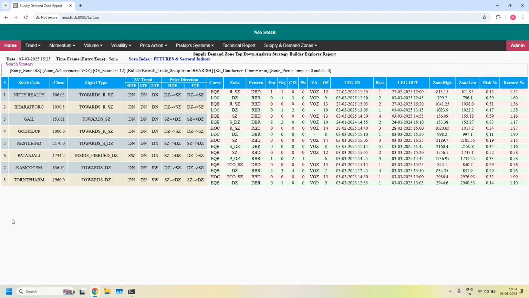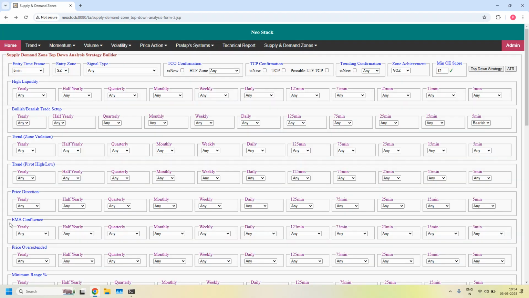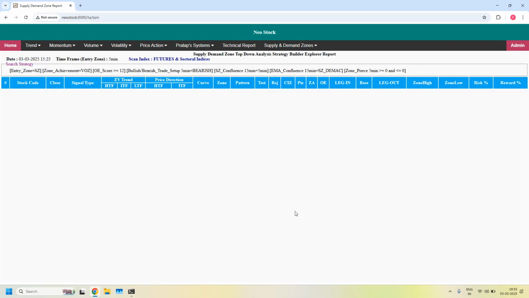With this filter, we got 8 stocks. In all these 8 stocks, these 5 minute supply zones are overlapped with 15 minute supply zones. All these 5 minute supply zones. And 15 minutes trend, ITF trend is down. So if 15 minute supply zones, any of the 15 minute supply zones are having daily EMA Confluence, they could be even more high probability to get success. Let's verify. In the EMA Confluence, at 15 minutes time frame, I am checking 15 minute supply zone having daily EMA Confluence. So none of the stocks are having ITF Confluence, EMA Confluence.